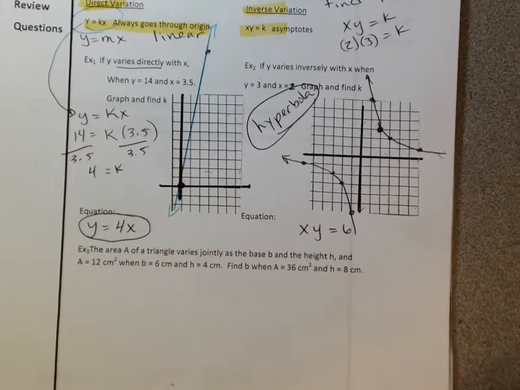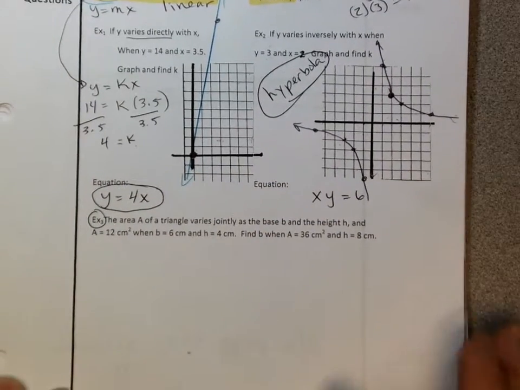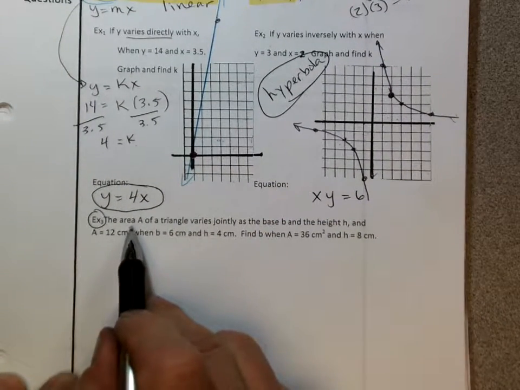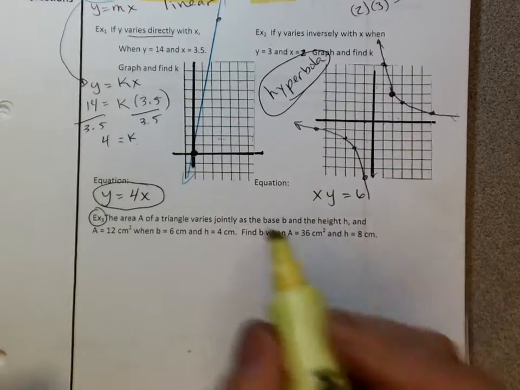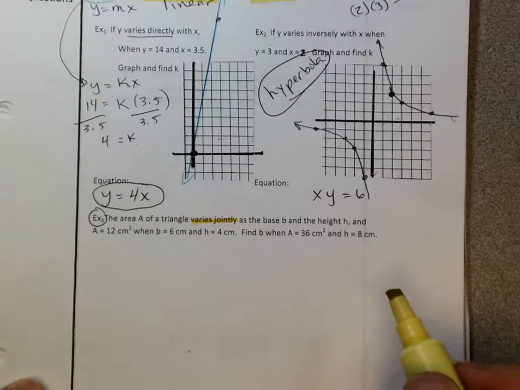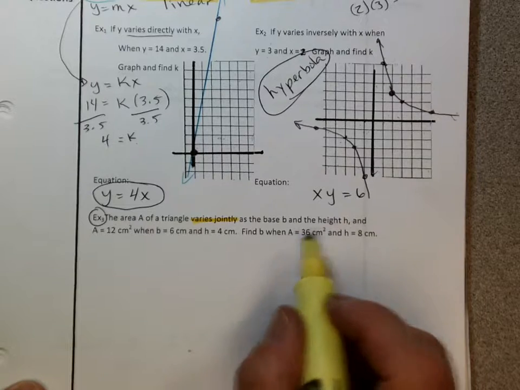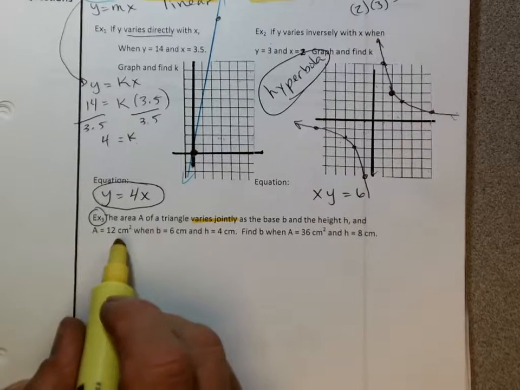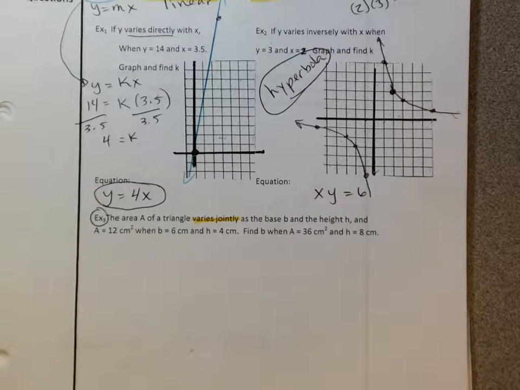Okay. Example 3. Ready? Let's go back to math. The area of a triangle varies jointly. When I do these, the first thing I look for are these words right here: the area of a triangle varies jointly as the base and the height. If the area equals 12 and b is 6 and h is 4, it didn't say inversely, did it? I never saw the word inversely at all.